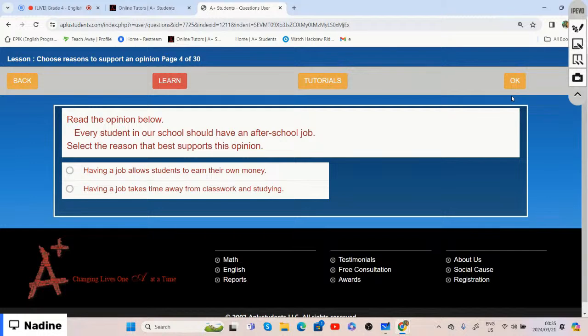Every student in our school should have an after school job. Do you think that you should have an after school job? It says every student in our school should have an after school job. We need to select the reason that best supports this opinion. Is it because having a job allows students to earn their own money? Or option two, having a job takes time away from classwork and studying?